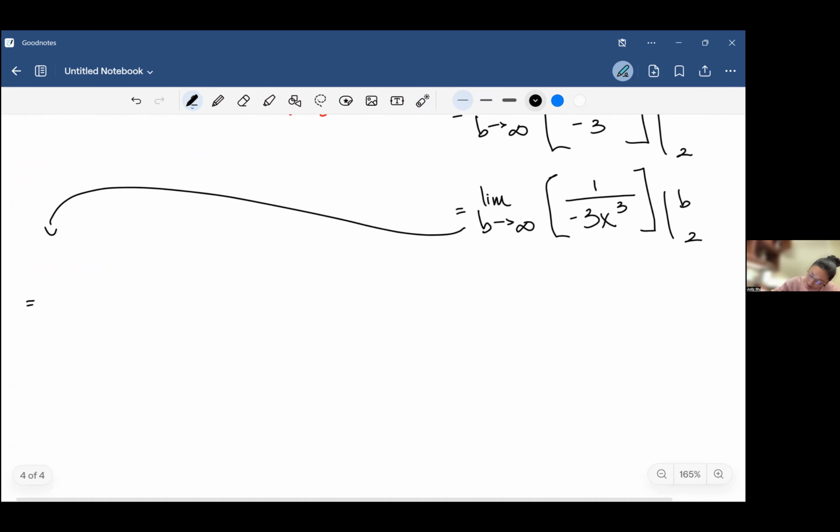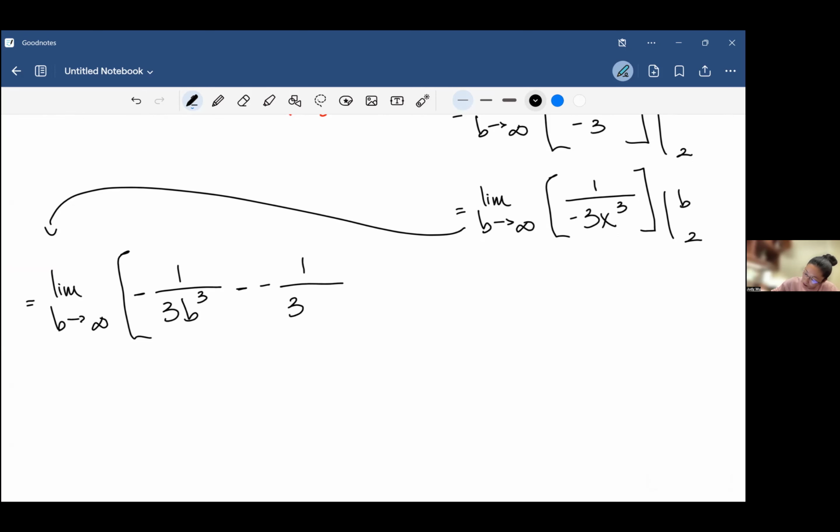Now I'm going to go ahead and still have my limit as b approaches infinity of -1 over 3b cubed minus -1 over 3 times 2 cubed. Okay, so all I'm doing is I'm plugging in my b in the first integral, and I'm plugging in my bottom bound 2 into the second one, and then I subtract them. All right, let's plug in our infinity for b, and let's simplify this second fraction.